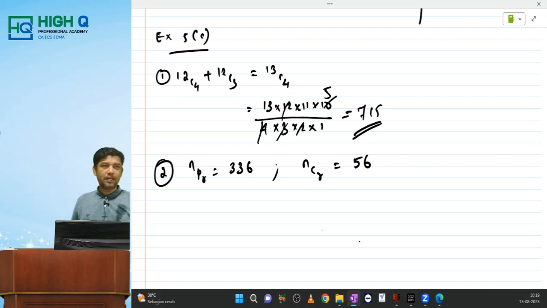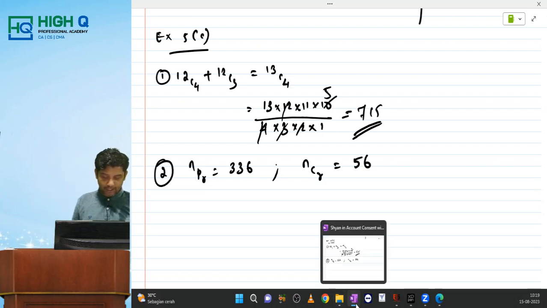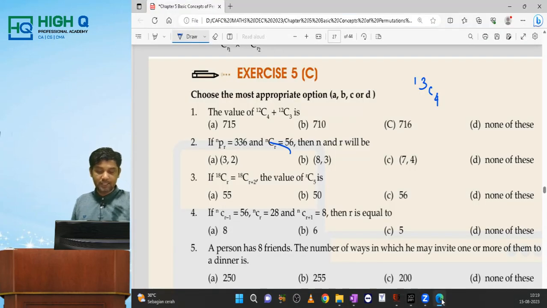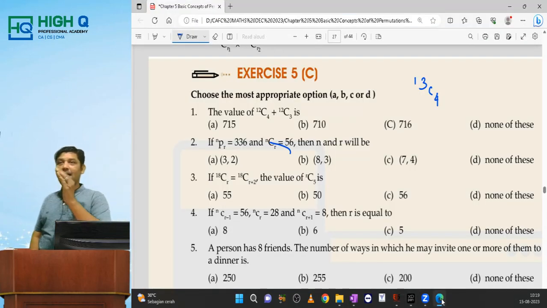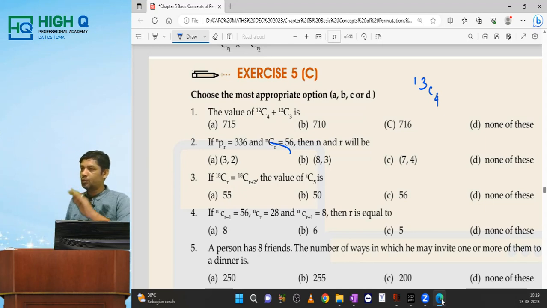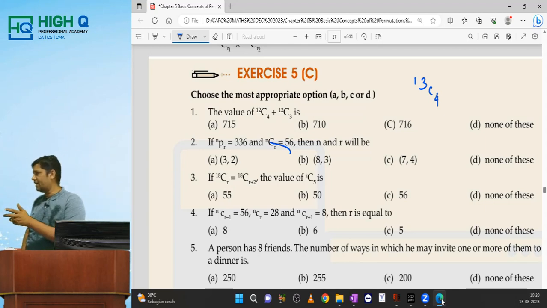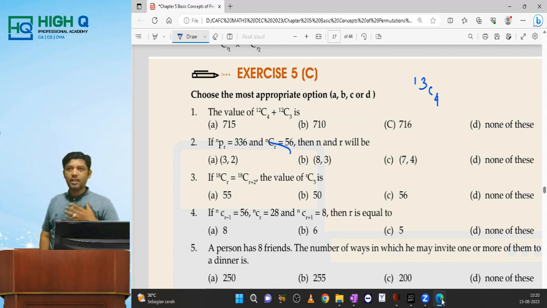Listen here, if they ask you to find out N and R, the first method you can follow, I'll tell you. Since they ask you to find out N and R both, you can use the trial and error method without using any formula. You understand the meaning of trial and error method? Option test. That is the best method. Now, let me tell you how to select the option directly.